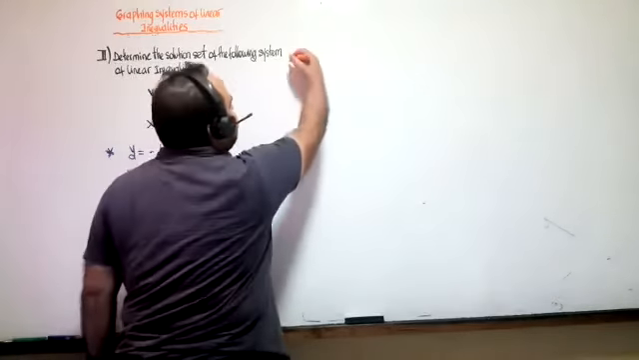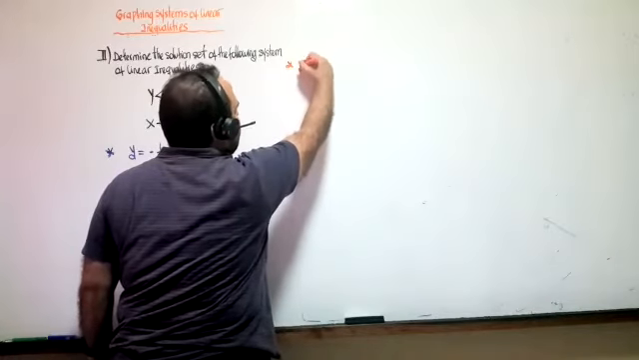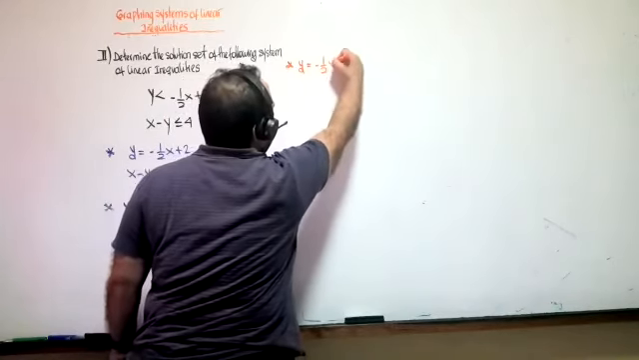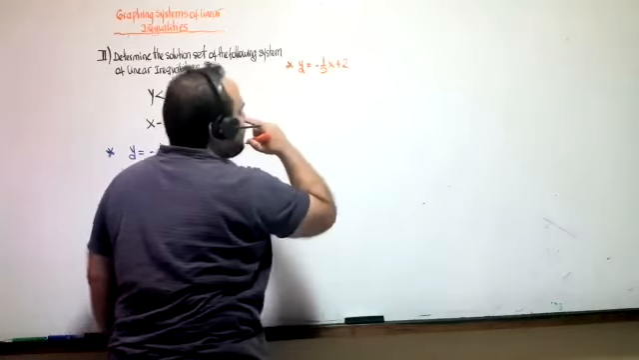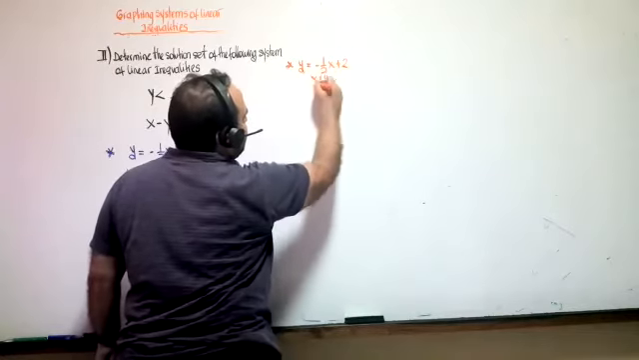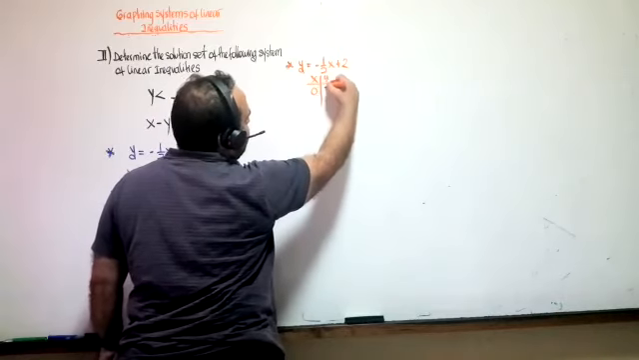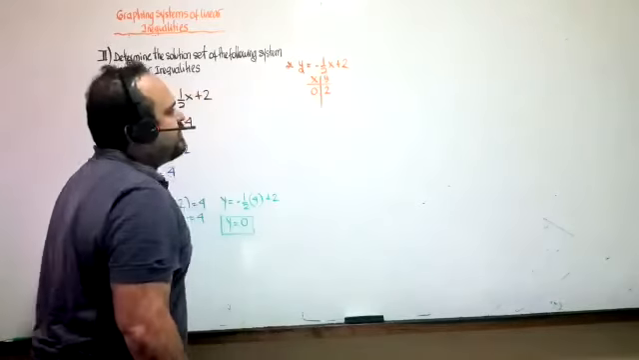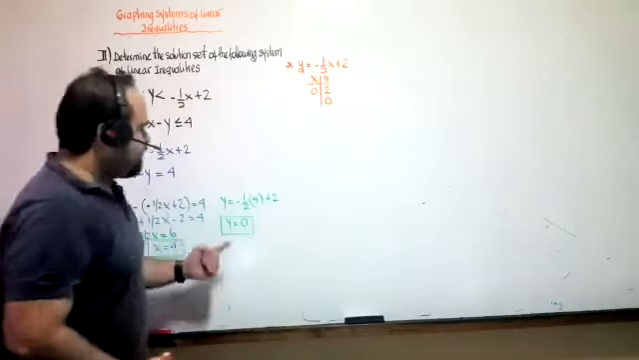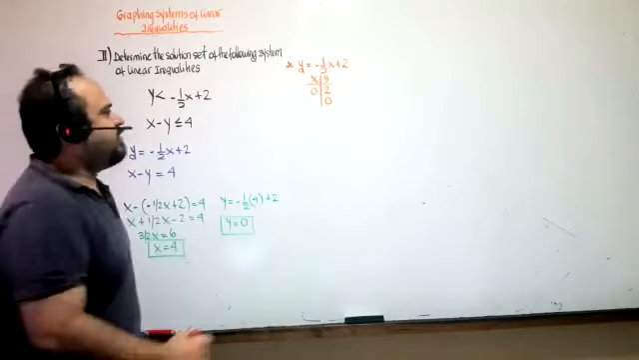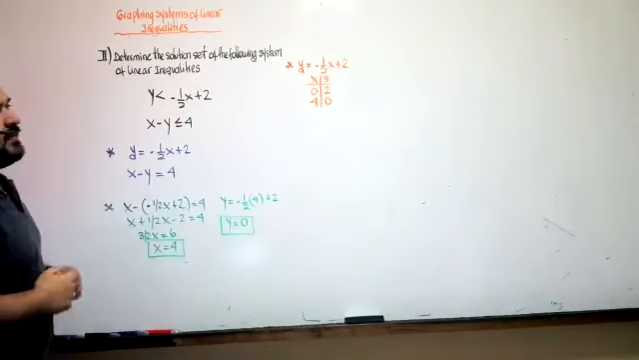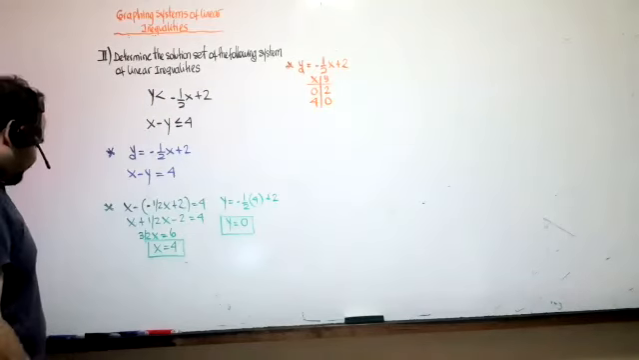For example, in the next one, y equals negative 1/2 x plus 2. Remember the x and y intercepts. When x equals 0, y has a value of 2. And when y equals 0, x will be equal to 4. We have the first intersection point.